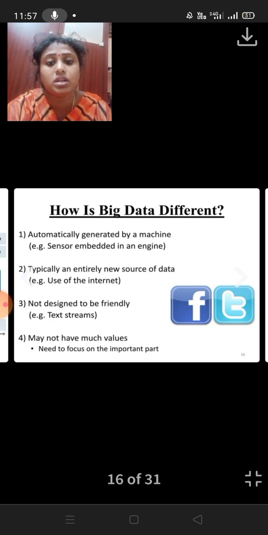And how is big data different? It is automatically generated by a machine, for example a sensor embedded in an engine, and is typically an entirely new source of data. It comes from the use of the internet, is not designed to be friendly, like text streams, and may not have much value, so it is needed to focus on the important part.